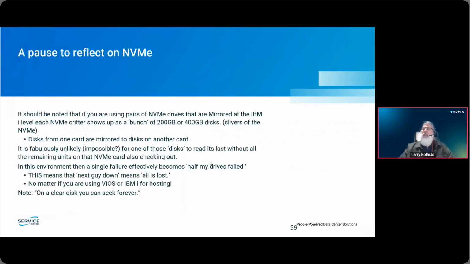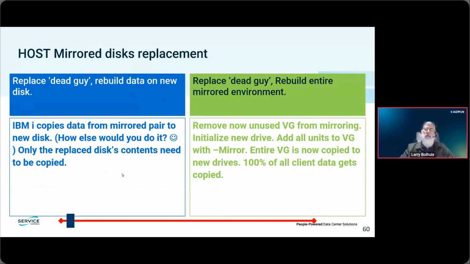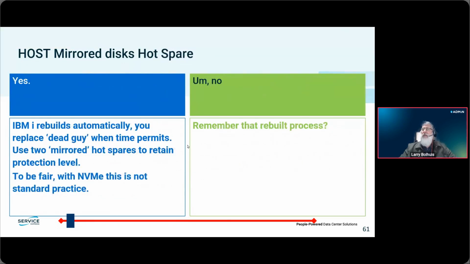All right, NVMe, as we noted, that's all sliced into 200 or 400 gig slices, and the cards are mirrored. So as I mentioned, you're very unlikely to lose a slice. You're going to lose an entire card. In that case, you're probably going to end up with all your disks unmirrored while you replace it. But we've not seen NVMe failures much at all, right? Host mirrored disk replacement, kind of a pain here, so not going to go over the whole detail, but we do know how that works in IBMI.